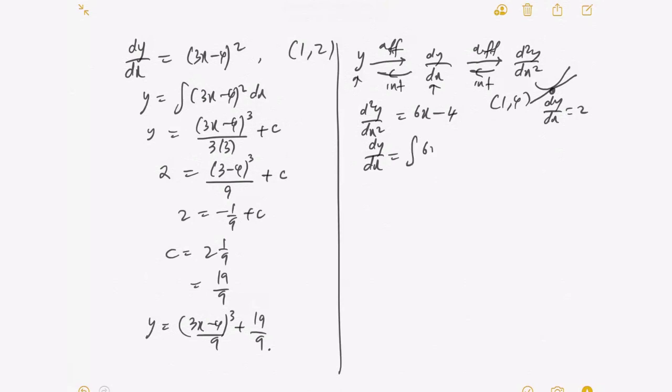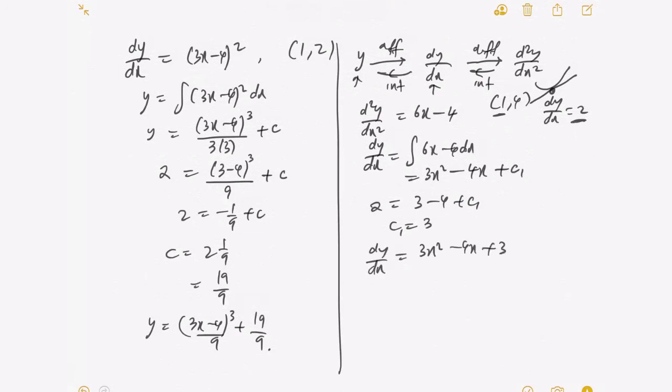So when I integrate 6x minus 4 dx, I'll get 3x squared minus 4x plus c. Now you're going to have two different values of c. The first c is obtained when you integrate your second order, d squared y dx squared. I call it c1. At the point x equals 1, your gradient is 2. So I sub x with 1. My c1 should be 3. Then I rewrite this: dy dx is now 3x squared minus 4x plus 3.